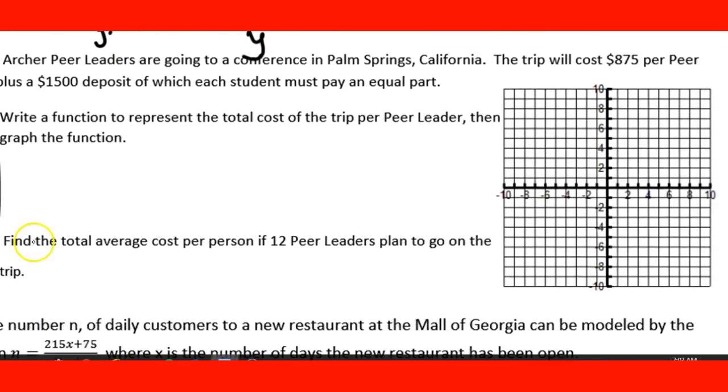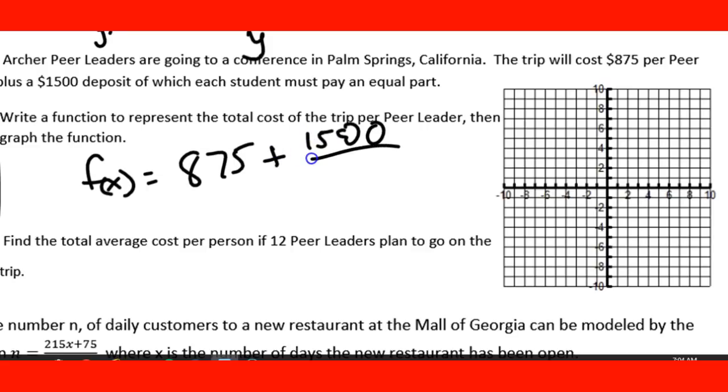Right here it says Archer peer leaders are going on a conference in Palm Springs, California. The trip is going to cost $875 per peer leader plus a $1,500 deposit, which each student must pay in equal part. So we need to make this equation. We know for a fact everybody's going to pay $875, but we've got to split up $1,500. So we're going to divide that by X because we don't know how many people are actually going yet. You see what I'm saying?